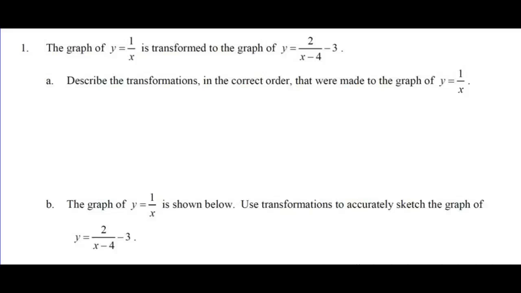So, describe the transformations in the correct order that were made to the graph of y equals 1 over x. So a couple ways you could do this. You could start with y equals 1 over x and then say, well, that 2 has something to do with it. So I could make it y equals 2 over x and say that's a vertical stretch by a factor of 2. Or we can back it out a bit and say, well, what if we write it as y plus 3 divided by 2 equals 1 over x minus 4. So I add 3 to both sides, but I want to get rid of that 2, so I'm going to divide both sides by 2, because I started at 1 over x.